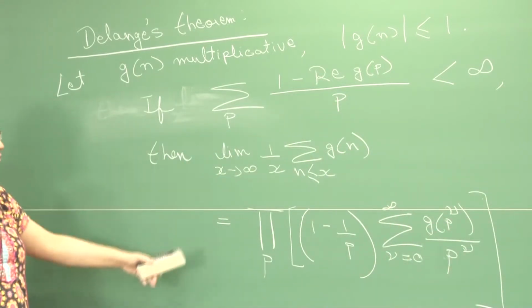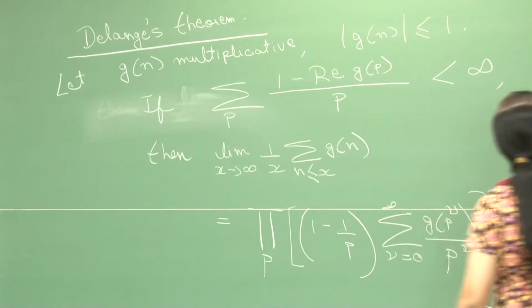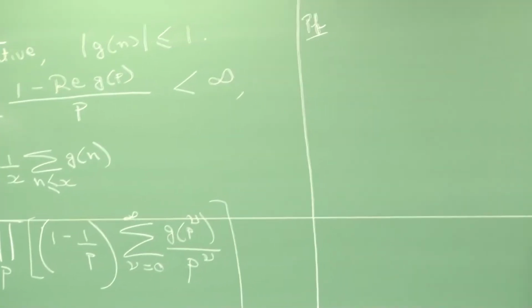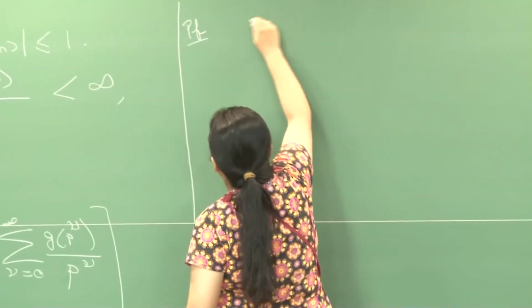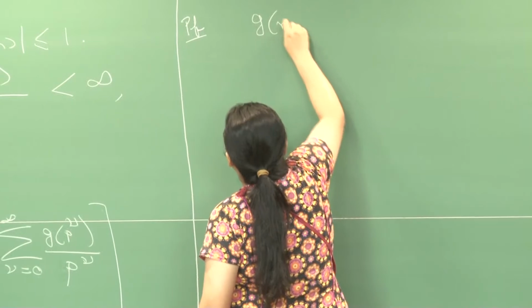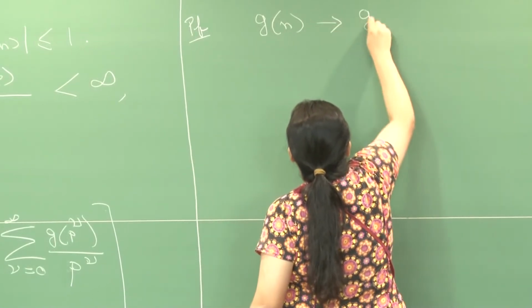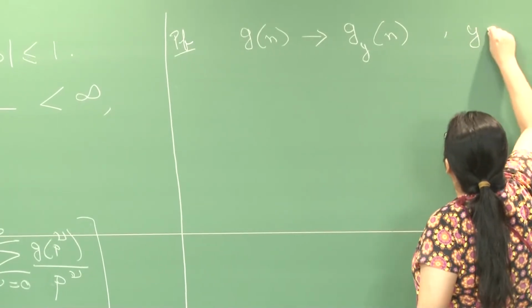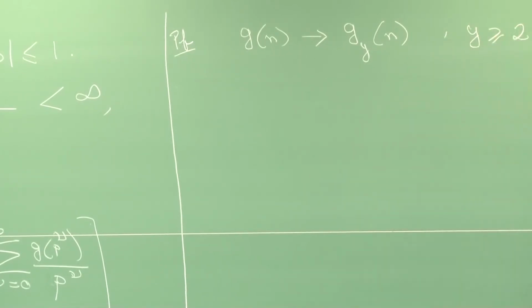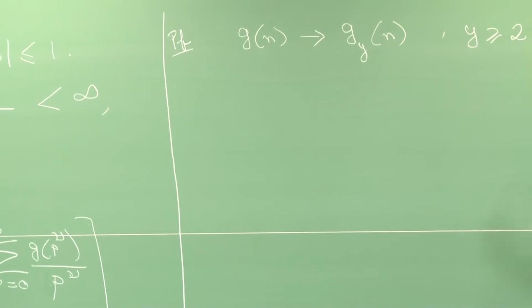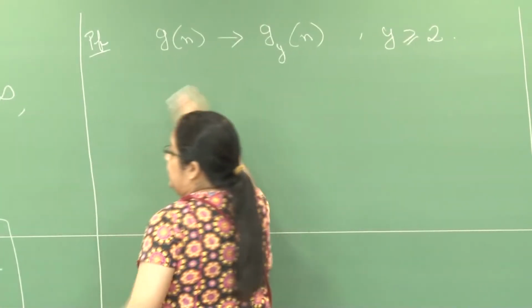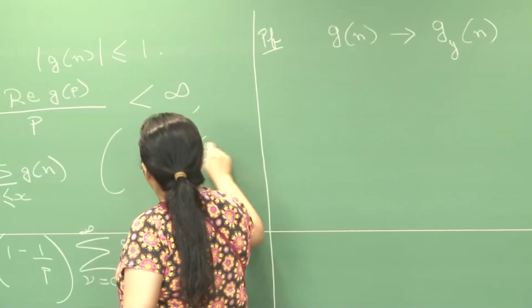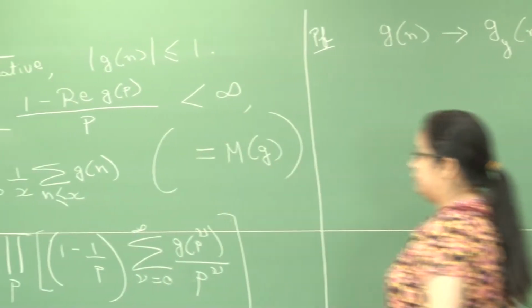So, we have built several key steps of the proof. Let me quickly summarize the key ideas and then we finish the proof today. The first idea was, from g of n, if you recall, we go to g sub y of n, where y is some fixed number greater than or equal to 2, and this quantity, by the way, is often denoted as m of g, meaning the mean value of g.